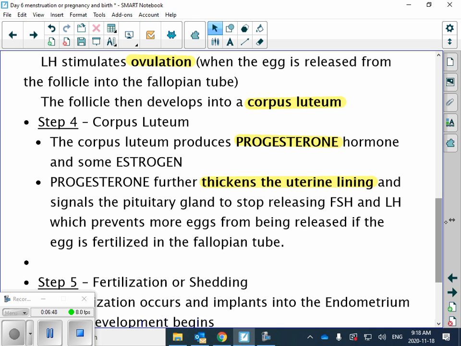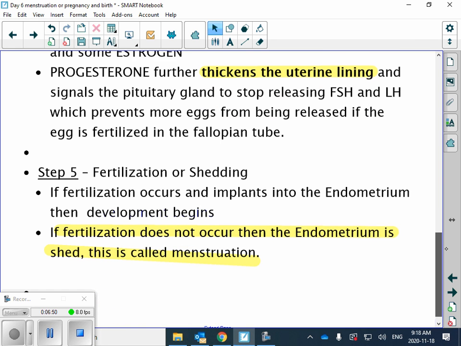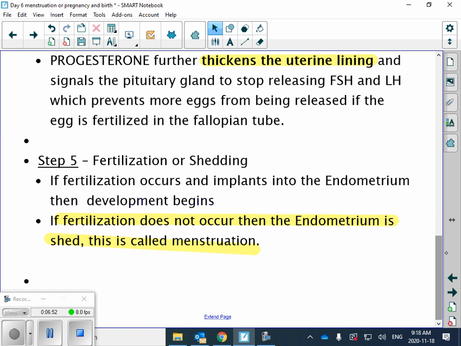the fallopian tube. Then, step 5, if fertilization occurs, if that egg is fertilized by a sperm from a male, then it will travel down the fallopian tube and implant in the uterine lining, or that endometrium, and development begins. If fertilization does not occur, then the endometrium is shed, and that's called menstruation.